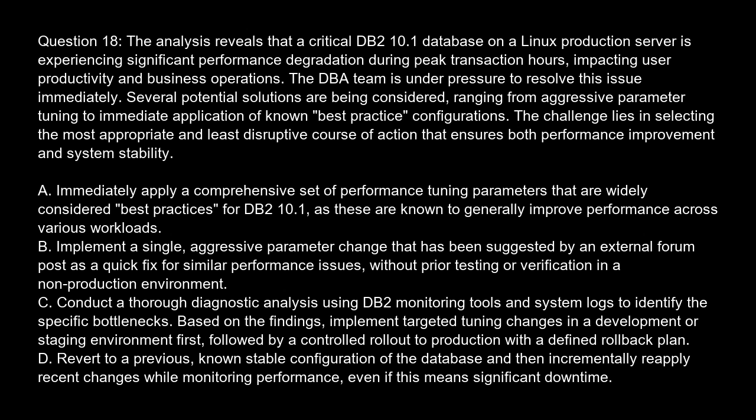Option C. Conduct a thorough diagnostic analysis using DB2 monitoring tools and system logs to identify the specific bottlenecks. Based on the findings, implement targeted tuning changes in a development or staging environment first, followed by a controlled rollout to production with a defined rollback plan. Option D. Revert to a previous, known stable configuration of the database, and then incrementally reapply recent changes while monitoring performance, even if this means significant downtime.